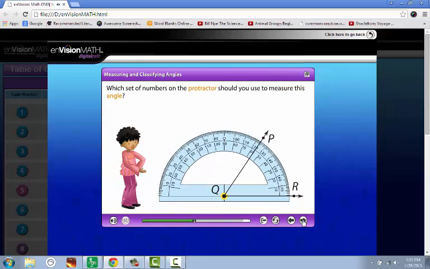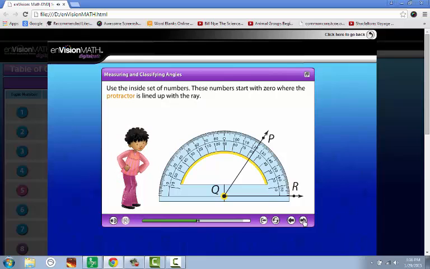Which set of numbers on the protractor should you use to measure this angle? You've got a set of numbers here, 60, 120. It's going in between 60 and 50, a little closer to 60 than 50, a little closer to 120 than 130. Notice these numbers are counting up, 120, 130, 140 as you go to the right. But notice these smaller numbers count up as you go to the left, 40, 50, 60, 70. That's an important thing to think about. Use the inside set of numbers. These numbers start with 0 where the protractor is lined up with the ray.